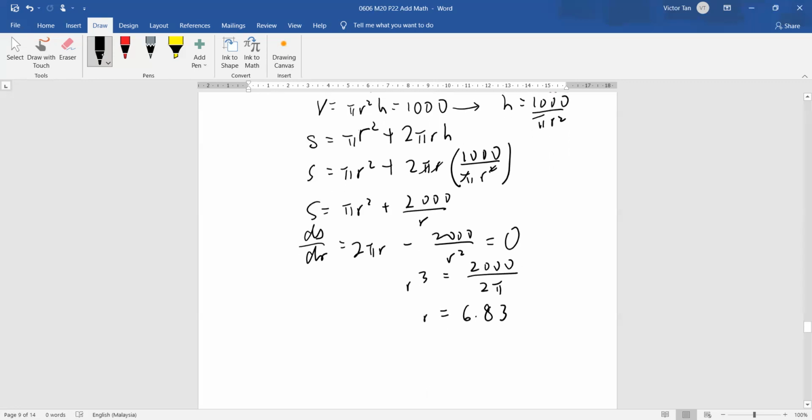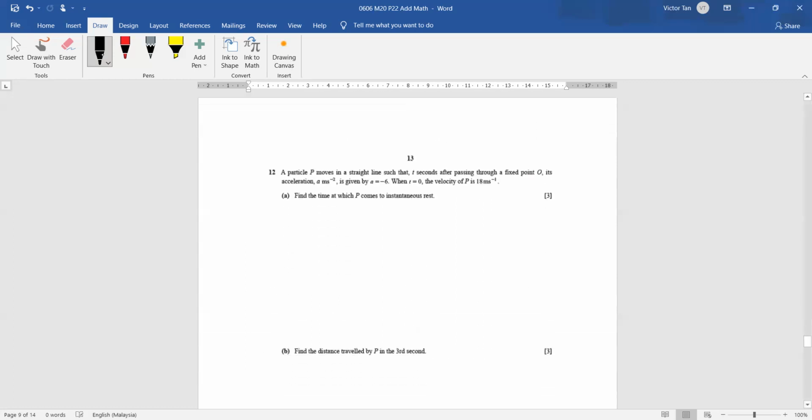You're asked to find the surface area. So S equals pi times 6.83 squared plus 2000 over 6.83, which is 2083. So this is equal to 439. That is the minimum area. Okay, there we have it.